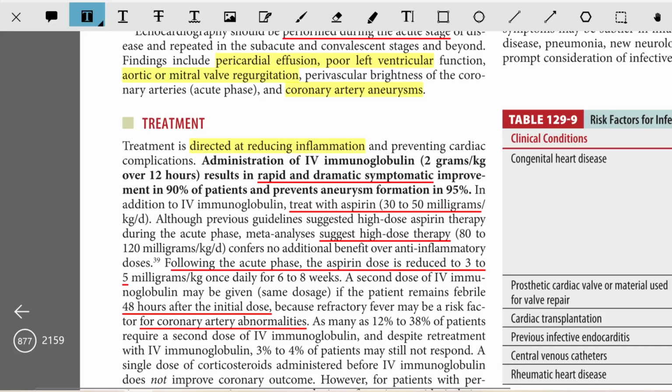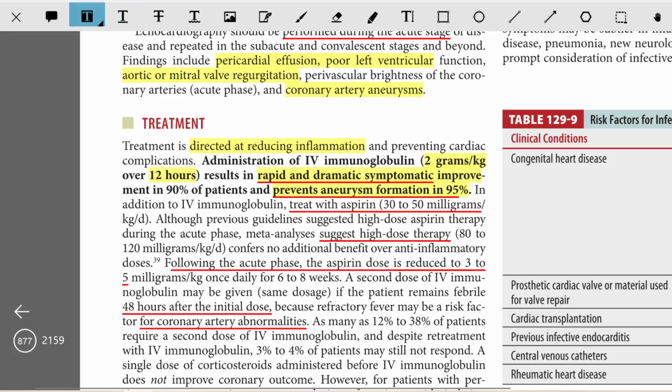So administration of IV immunoglobulins is 2 grams per kg over 12 hours. In Kawasaki's disease, 2 grams over 12 hours gives a rapid and dramatic symptomatic improvement in 90% of patients and prevents aneurysm formation in 95%. So this is very important. A patient can be pulled out of the deathbed with this treatment.